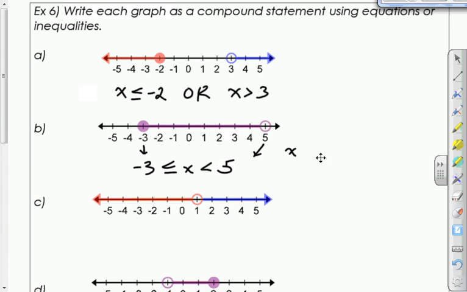Now, if you wanted to write that out, it would look like this. X is greater than or equal to -3, and notice the use of the word and here, x is less than 5. Okay? What we've done is we've written both of these separate statements into one inequality, again, called a compound inequality.